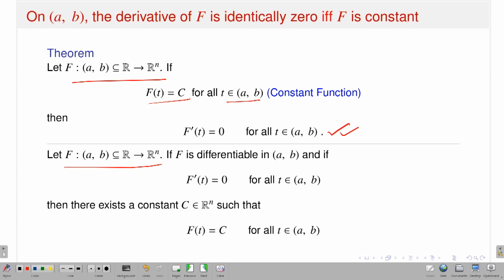And suppose you have a function capital F from (a,b), a subset of R, to Rn, and suppose capital F is differentiable and the derivative is 0. Then there exists a constant C such that capital F of t is equal to C for all t, and you can prove it. If it is a constant function, the derivative is 0, using the first principle. The converse also holds: if I have a function which is differentiable and the derivative is 0, then there exists a constant, and you can prove that. That means the derivative is identically 0 if and only if the function is constant. You can have this kind of observation in this setting as well.